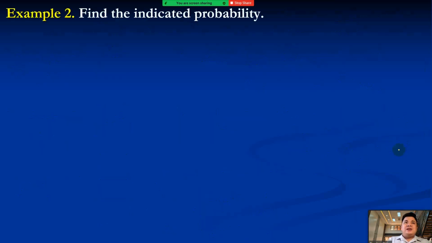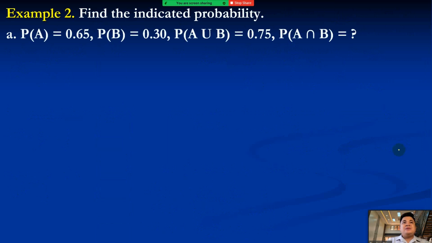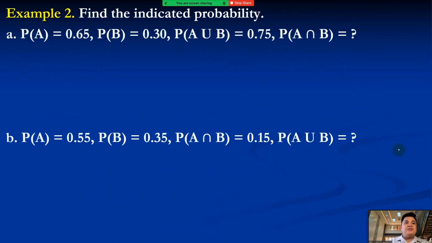Now, these are the answers. Let's have the second question. Find the indicated probability. We have A, and then we also have B. Here we just need to simply use some algebraic techniques to solve for them. Probability of event A is equal to 0.65. Probability of event B is 0.30. Probability of A union B is 0.75. And the probability of A intersection B is unknown. As you can see, there's an intersection, so we can say that events A and B are non-mutually exclusive events.